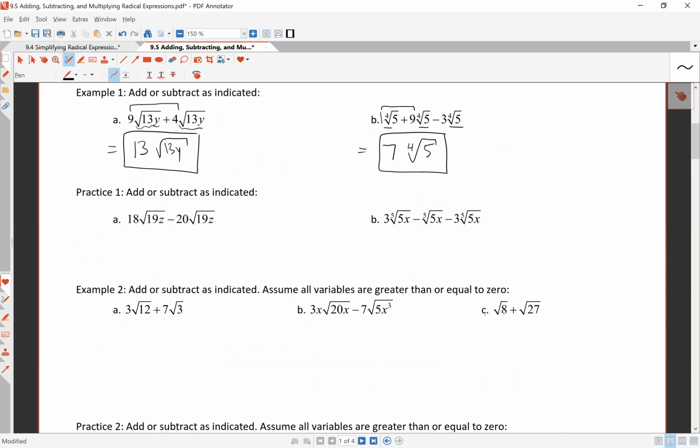Now that you've had a chance to work these out, I'll work these out with you. 18 square root 19z minus 20 square root 19z. 18 minus 20 is negative 2 of the square root 19z. Three 5th root 5x minus 1 of those 5th root 5x minus 3 of them. So we have 3 minus 1, which is 2, minus 3, which is negative 1. This gives us negative 5th root of 5x.